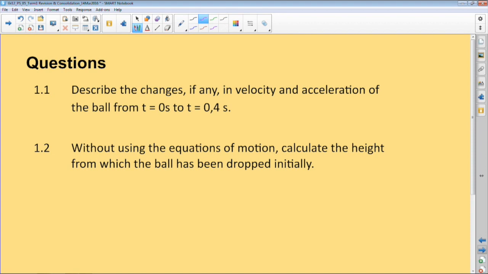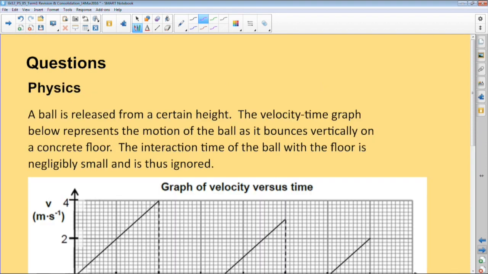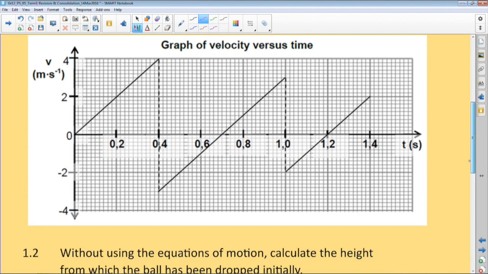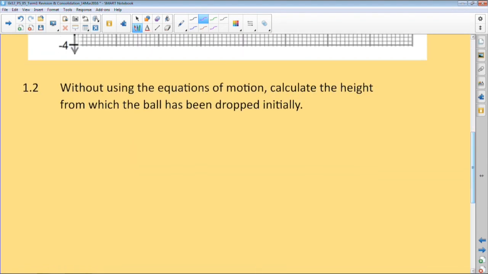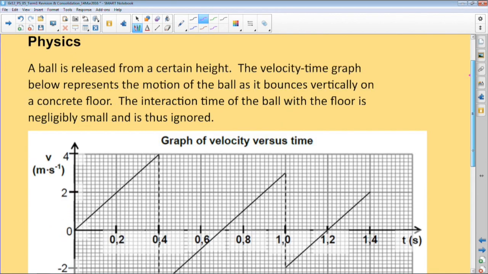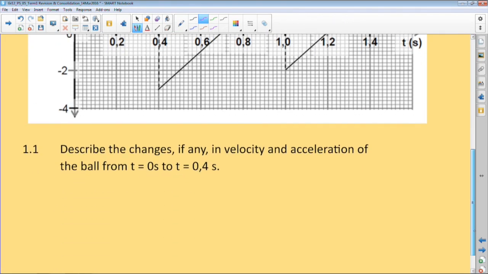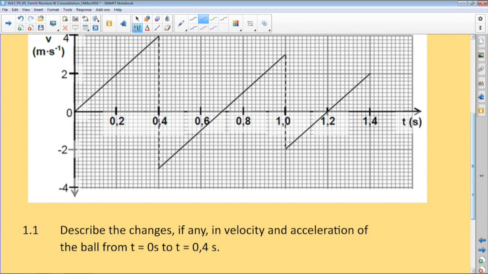Now we can go to the question. It says to me, describe the changes, if any, in velocity and acceleration of the ball from t equals 0 to t equals 4 seconds, okay? So let's just, I think I've got space. Nope, let's go back there. I've got space over here to explain it. What happens here? From 0 to 0.4 seconds. Number one, it's in free fall.